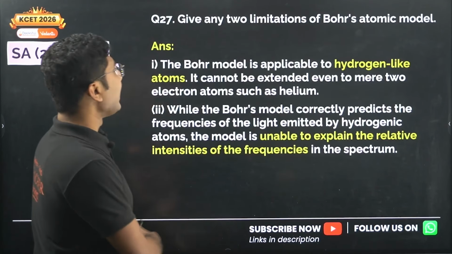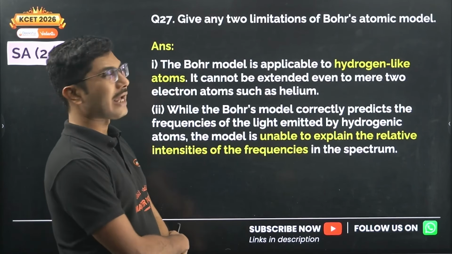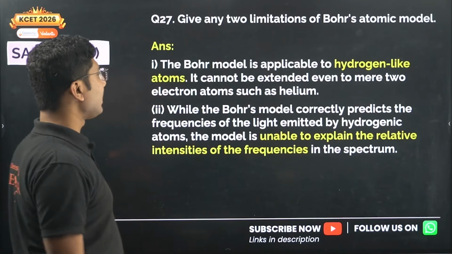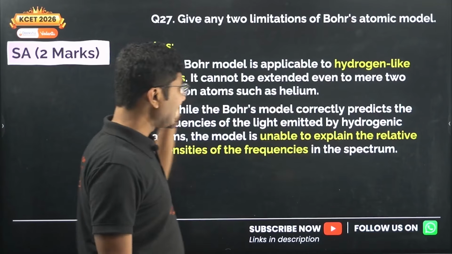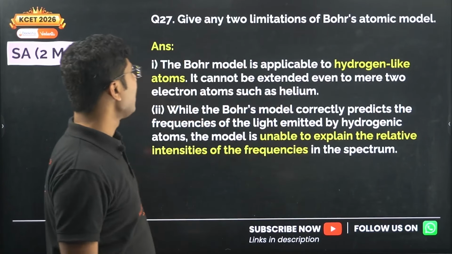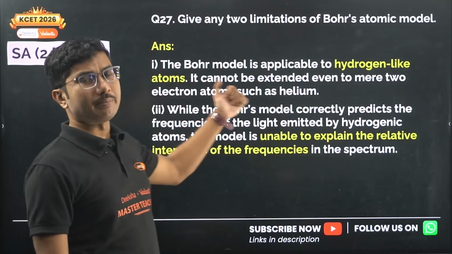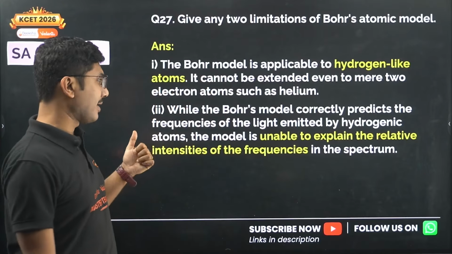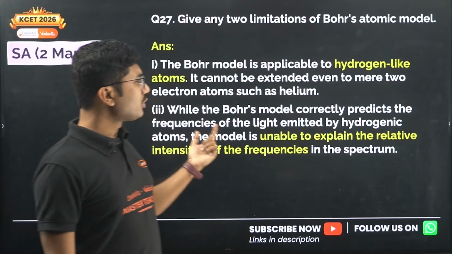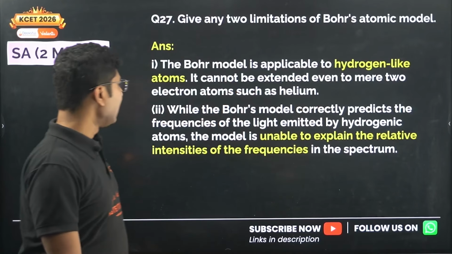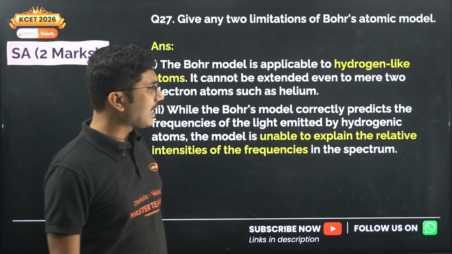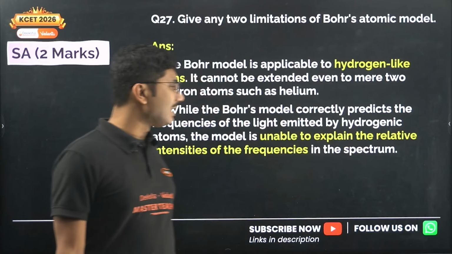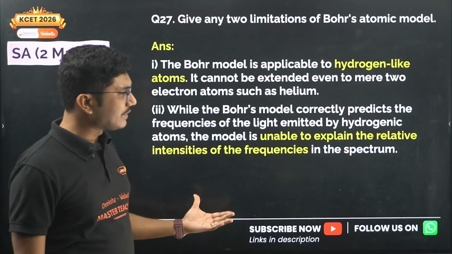Next, give any 2 limitations of Bohr's atomic model. So Bohr model is applicable to hydrogen like atoms only. It cannot be extended even to mere 2 electron atoms such as helium. Okay, so it is very restricted only for hydrogen like atoms. While Bohr's model correctly predicts the frequencies of the light emitted by hydrogenic atoms, the model is unable to explain the relative intensities of the frequencies in the spectrum.